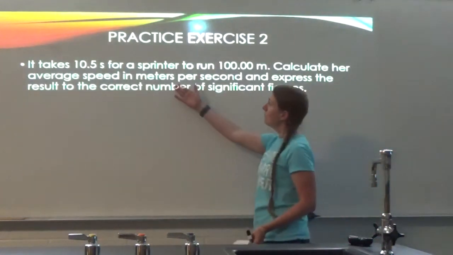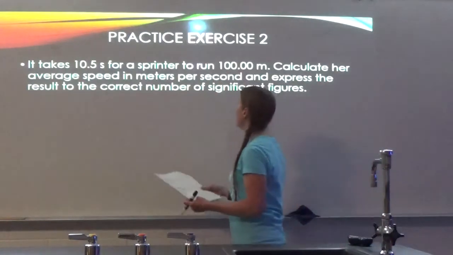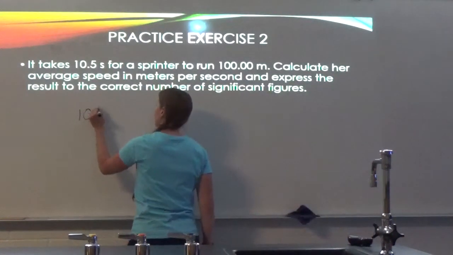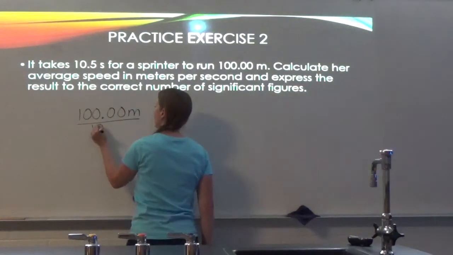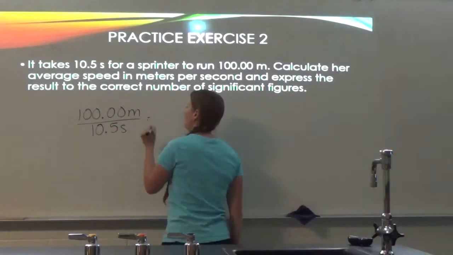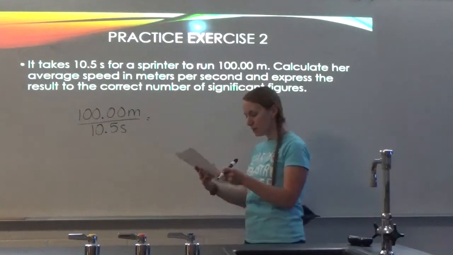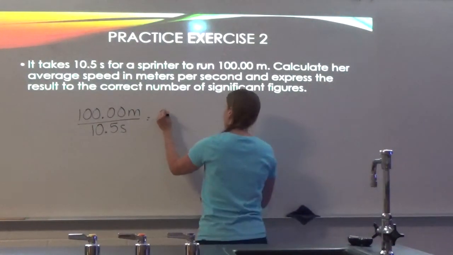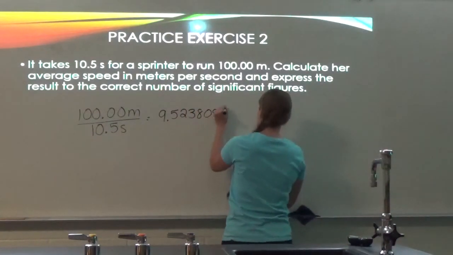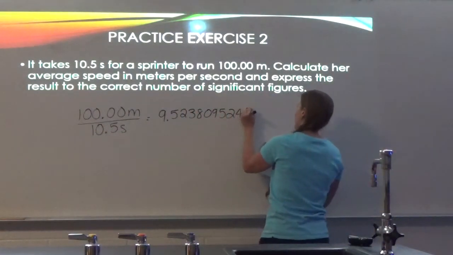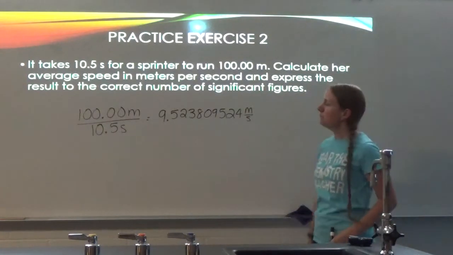Okay, well, I need meters per second. They gave me meters, so I'm going to put that on top, per second, 10.5 seconds. All right, so I'm going to divide. When I divide, I get a super long number, 9.523809524. My unit is meters per second, of course.